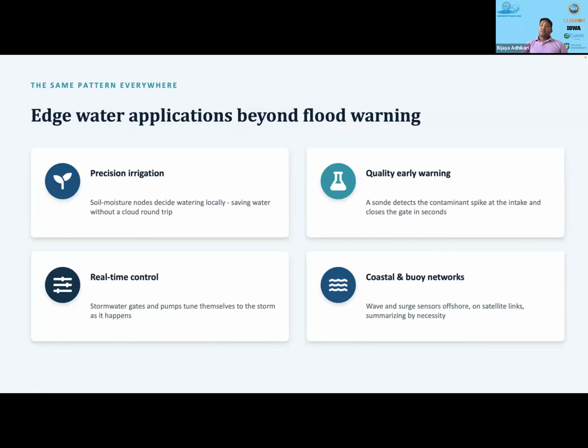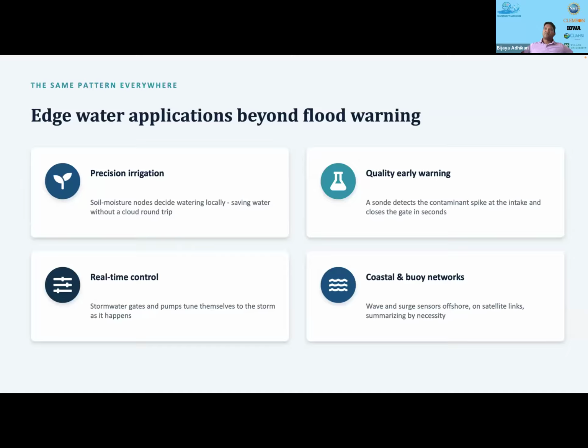Okay, so this could be some ideas for the fellows for their capstone project. You don't have to build the flood warning system. You can think of precise irrigation, where the edge devices monitor soil moisture and decide whether water needs to be added, and you can save water.